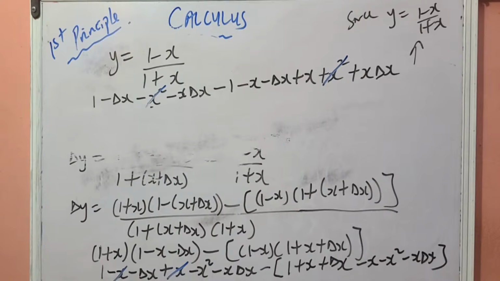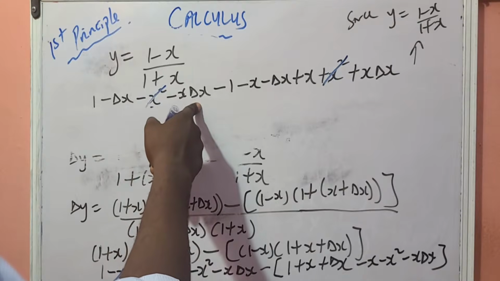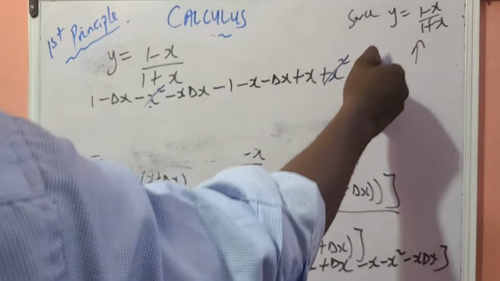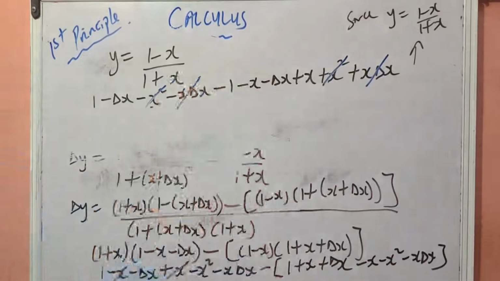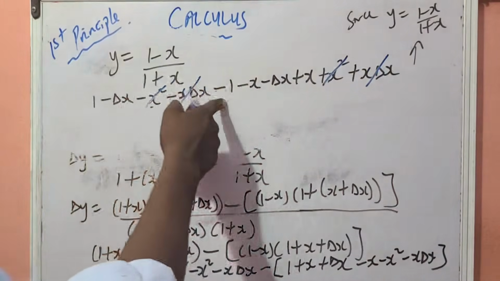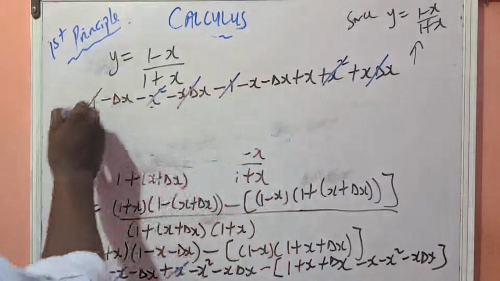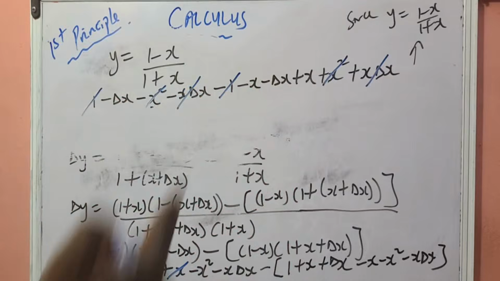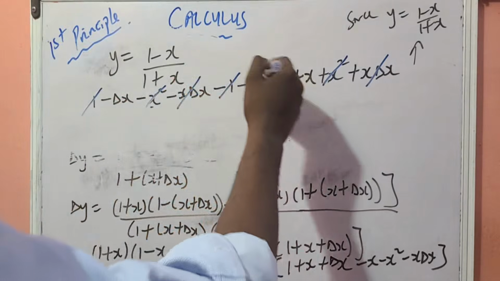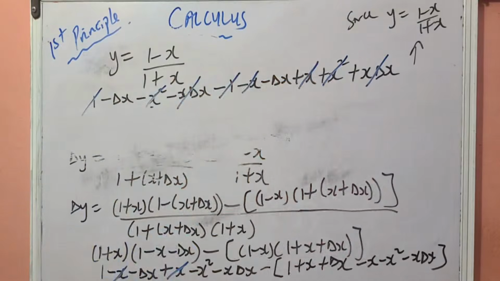I can see minus x dx. I can see x. So this will obviously cancel right here. I can see 1 here. I can see minus 1 here. This will obviously cancel out. I can see minus x here. I can see plus x here. This will cancel. Can you see why you need to always be confident? See how the complex expression has reduced drastically.